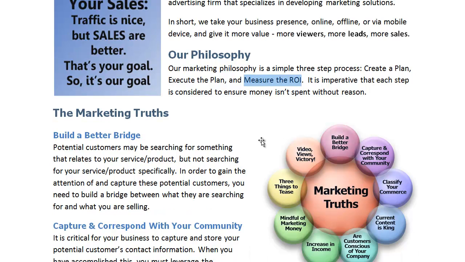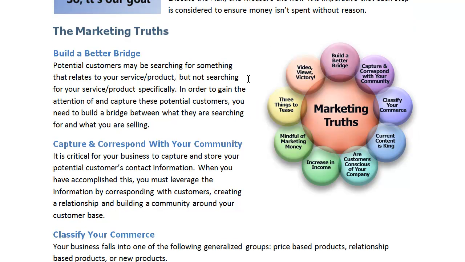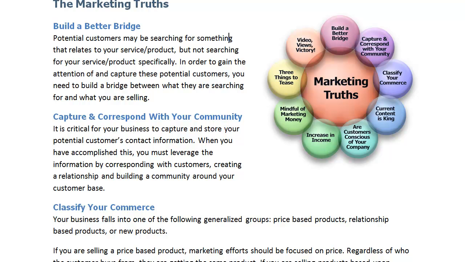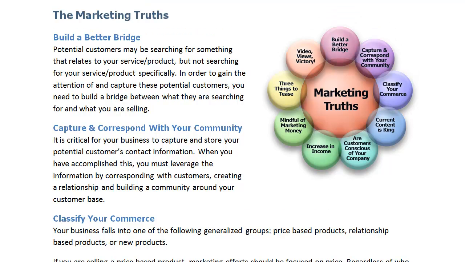So in creating a plan and executing the plan, we have discovered a set of what we call marketing truths. These are things that we have found to be true no matter what you're selling and no matter what you're marketing. I'm just going to walk through them quickly.